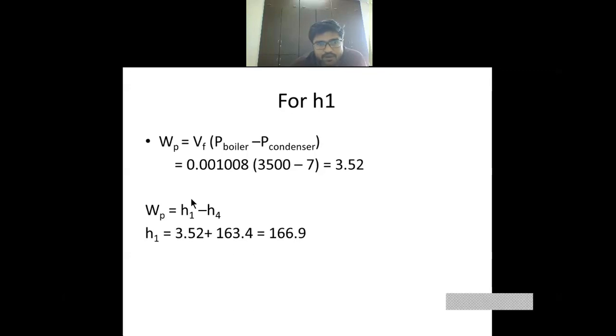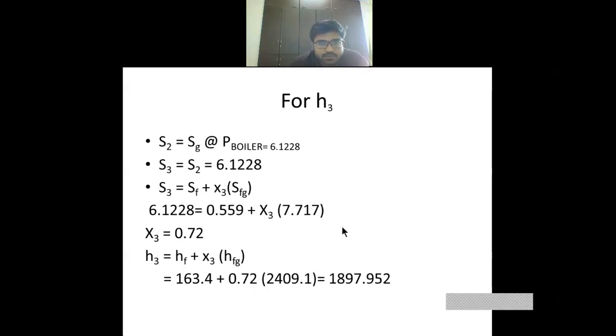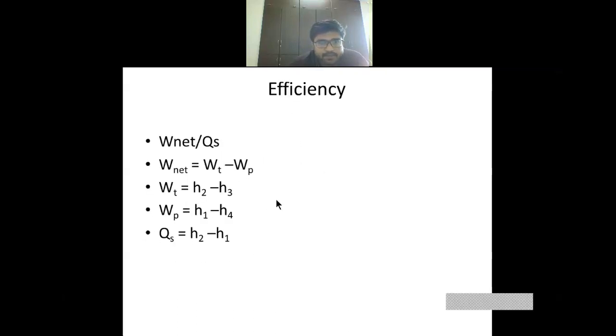So once you got the WP, this is the equation for WP. Put this value, find out the H1. So the unknown is only H1. So this is how you can find out the H1. So this is how we found out all the enthalpies, H1, H2, H3, H4. Clear? So these are the formulas.